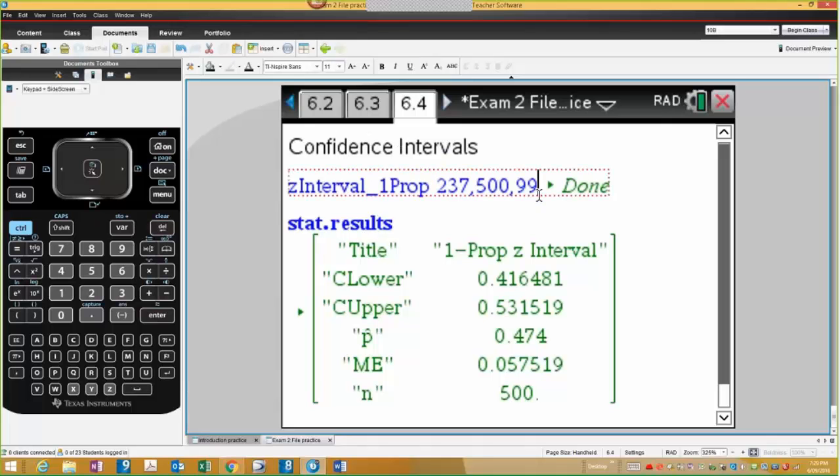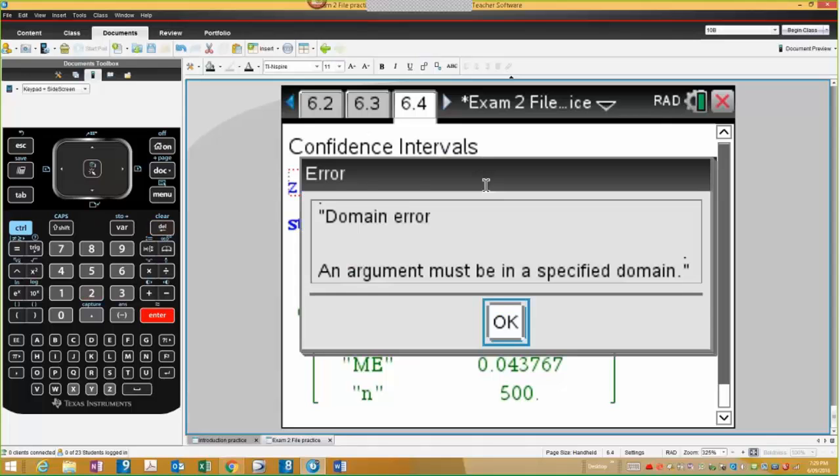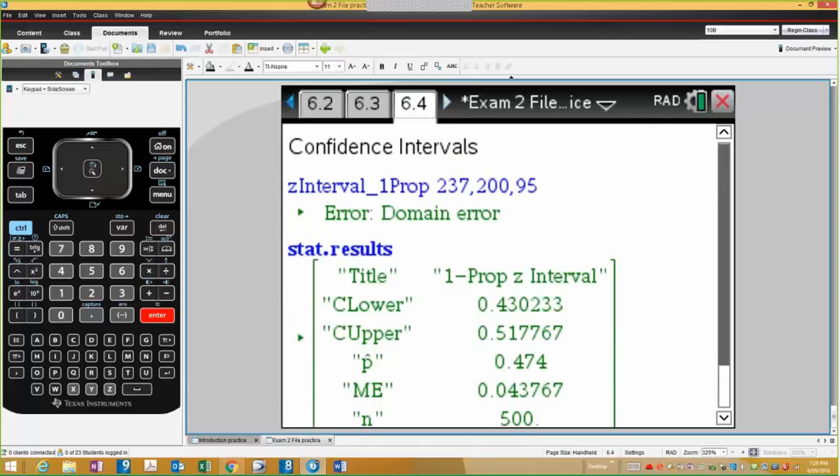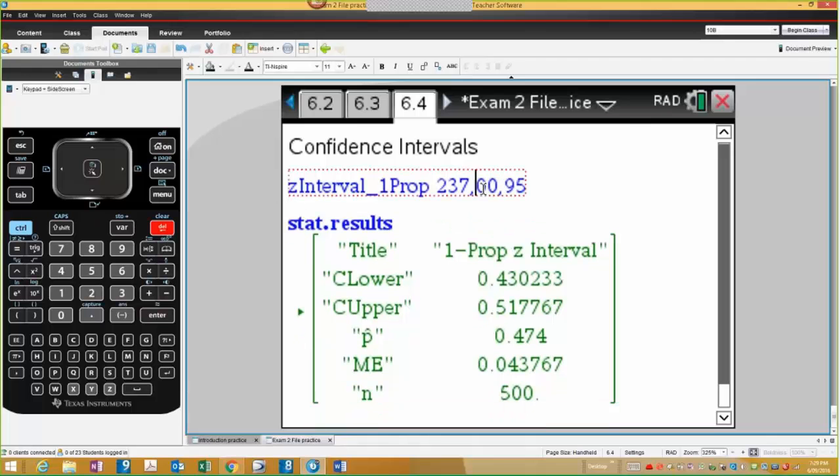If I want to work out the 95% confidence interval for that data, if I change it to 95% confidence interval, it gets updated there. Or if I change the sample size to 200 instead, whoops, what have we got, a domain error there. Oh, no wonder. Might change that to 600, and we get a much more sensible result.